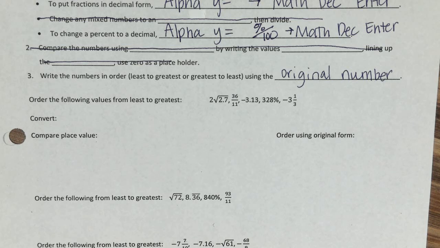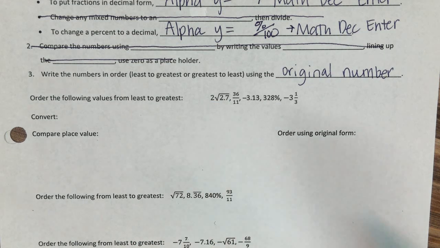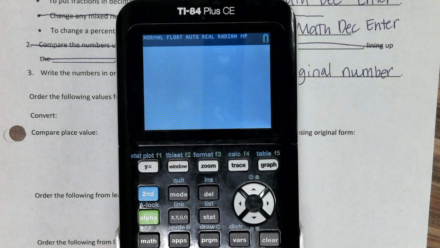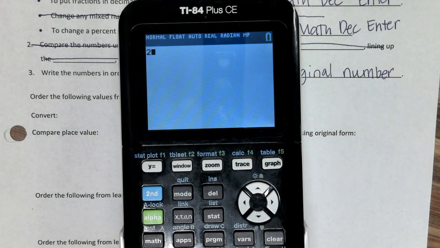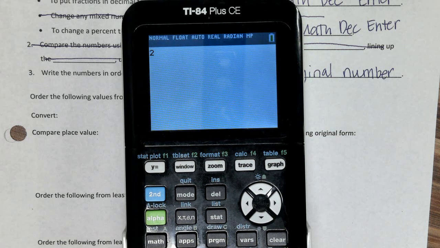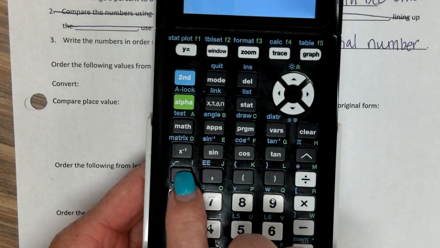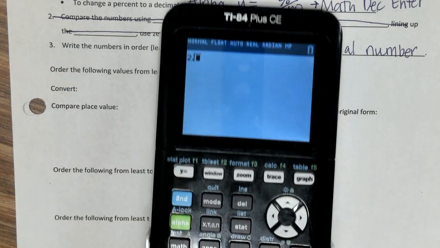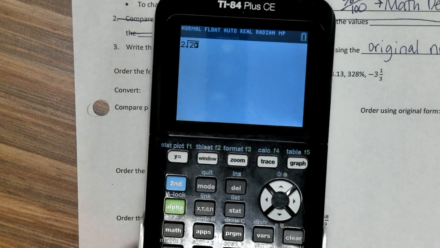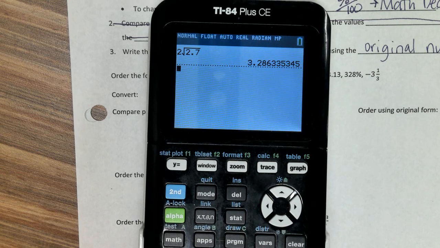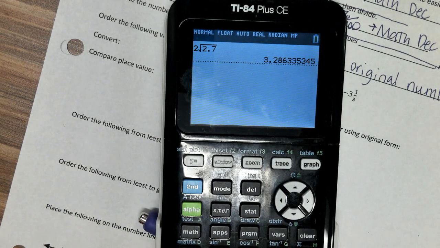So I want you to go put the first number in your calculator, and you're going to put it in exactly how you see it, which is 2 square root 2.7. So type in 2. I should see everybody typing with me. Do y'all remember how to get to square root? Second, and then this button. And then, what is it? 2.7. Are we okay? That number is basically $3 and some change.